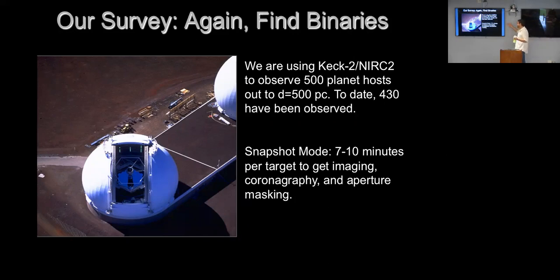It's basically 7 to 10 minutes per target, and we've basically gone in and set up new observing sequences for NIRC2, operating at the instrument level, to get imaging, coronagraphy, and aperture masking all for every target in those 7 to 10 minutes. That's 10 minutes with laser guide star AO. So it's a fast-paced observing night.